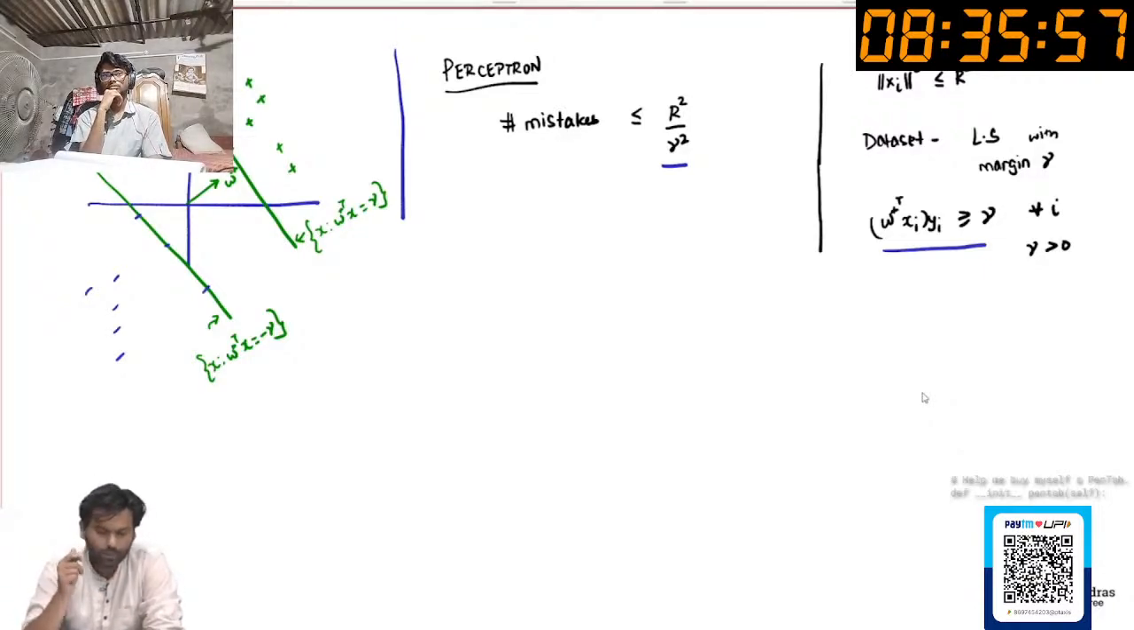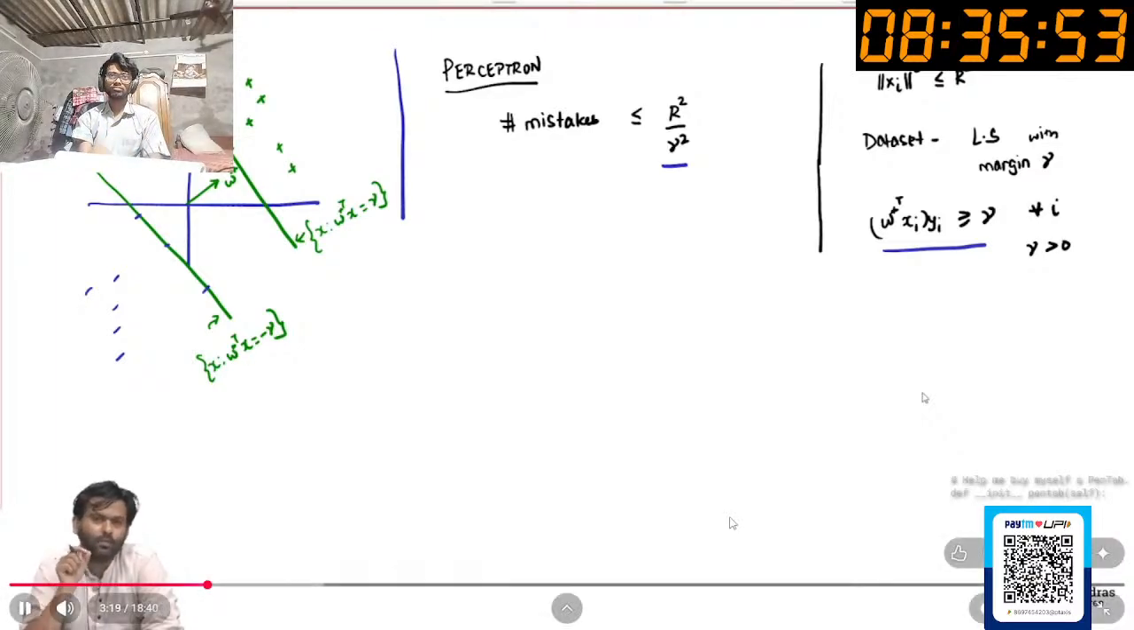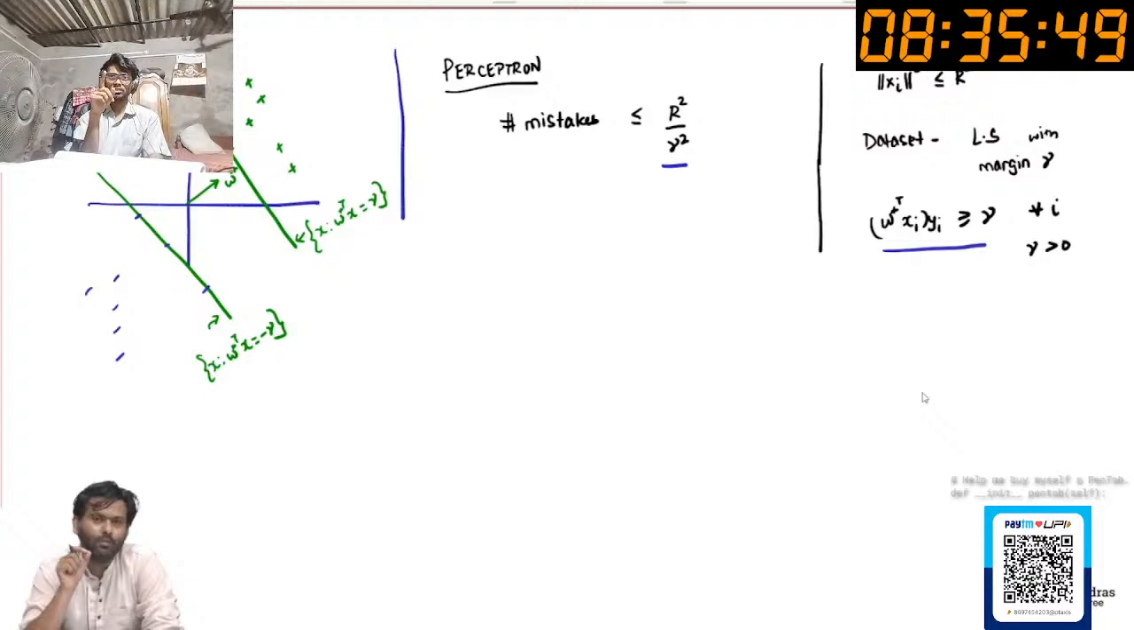Now, there are a couple of important points that we need to talk about here with respect to what this means. You should remember this formula of mistakes, right? The number of mistakes should be upper bounded by r squared by gamma squared. This is an important formula.